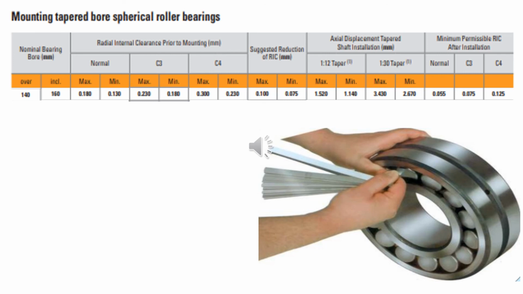Let us take an example of the 22328K C3 bearing. It is a spherical roller bearing with tapered bore, 140 mm bore, with C3 clearance. As per the bearing data sheets, unmounted clearance should be between 0.230 to 0.180 mm. Reduction in clearance, RIC, must be within 0.1 to 0.075 mm. Minimum permissible clearance must be 0.075 mm.